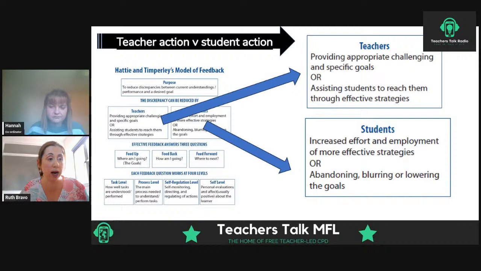So I'm touching really lightly on Hattie and Timperley's model of feedback, and what we need to move away from is us making all the effort. Because school has become a place where students come to watch teachers work, and that needs to be reversed. What we have to do is provide the right challenge, provide the specific goal, but the student needs to increase the effort and employ more effective strategies to meet us halfway.